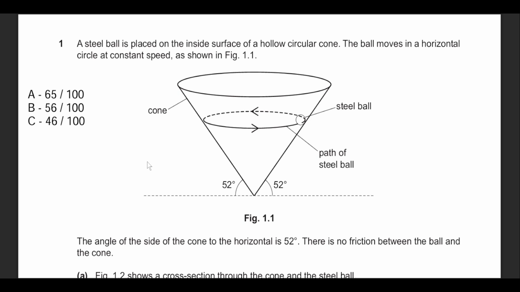This is February-March 2025, paper 4. These are the great thresholds.